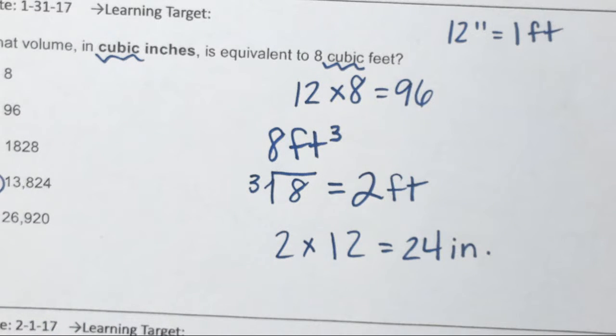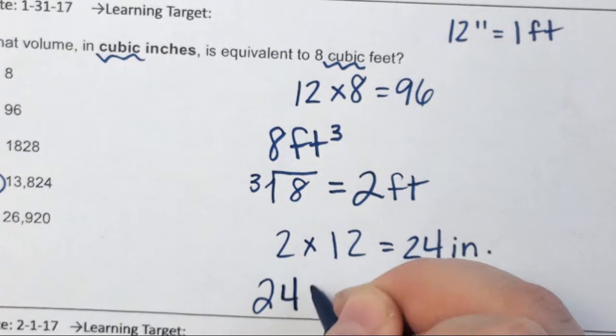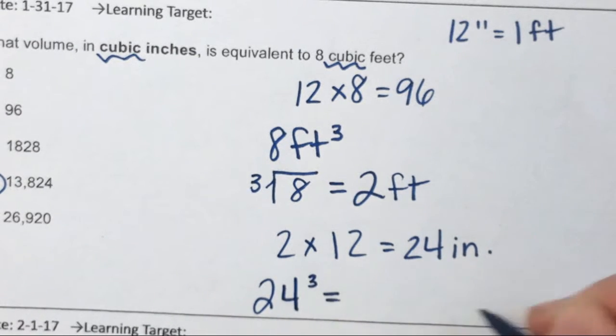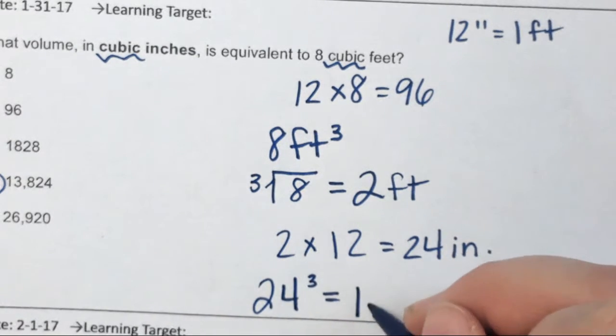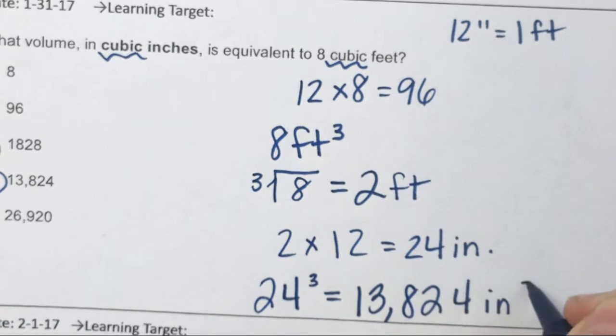So what did they want in the problem? Did they want inches? What did they say they wanted? They wanted cubic inches. So what do we need to do? We need to raise it to the third power. So I need to know 24 to the third power, and I'm betting it's 13,824 inches cubed.